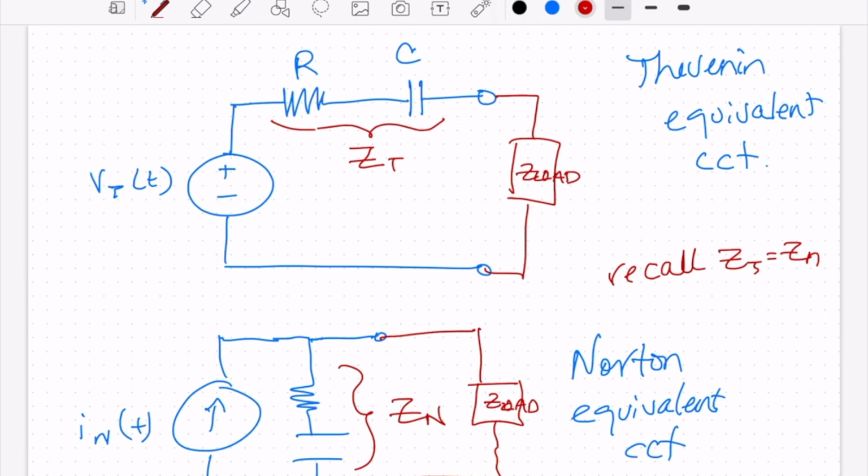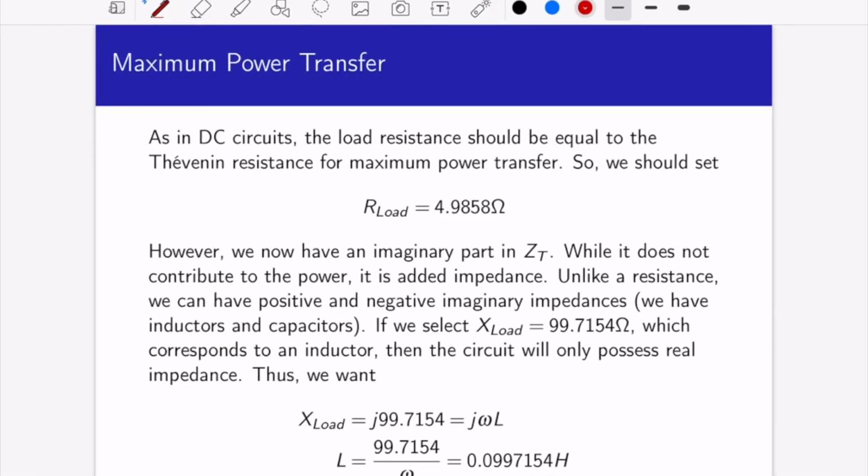So when we ask, in the case of circuits that have capacitors and inductors, we now have to look at the load impedance for maximum power transfer just a little bit differently. Okay, so in our DC circuits that were purely resistive, the load resistance was equal to the Thevenin resistance for maximum power transfer. Hopefully you remember that from before. So that means that our load for maximum power transfer is going to be equal to Z Thevenin.